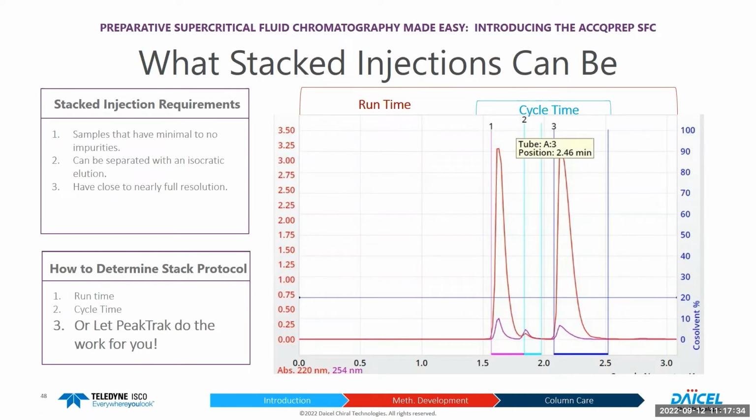So unless you have a separation that looks like the one that you see right here, where you can actually isolate the impurity in between the two components, you're going to want to make sure that it's perfectly purified on the system.